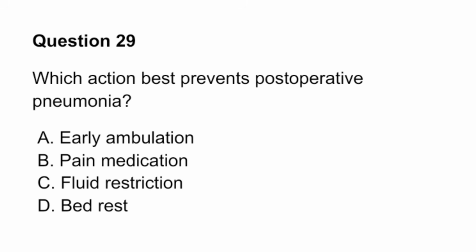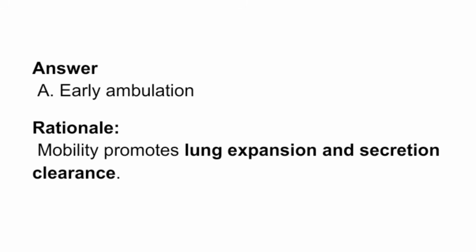Question 29. Which action best prevents post-operative pneumonia? A. Early ambulation. B. Pain medication. C. Fluid restriction. D. Bed rest. The answer is A. Early ambulation. Rationale: mobility promotes lung expansion and secretion clearance.